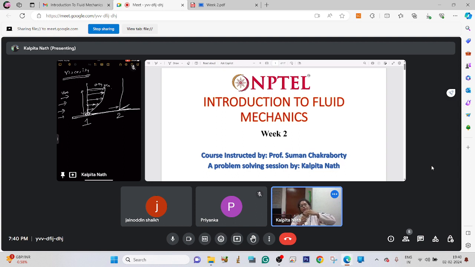It will take some time, and the disturbance will be taken up to this point, let me give it another color, where the fluid particles will achieve 99% of the free stream velocity. So my question is, if I move further to the right side, will this length decrease or increase? What does common sense tell? Yes, ma'am, it will increase.